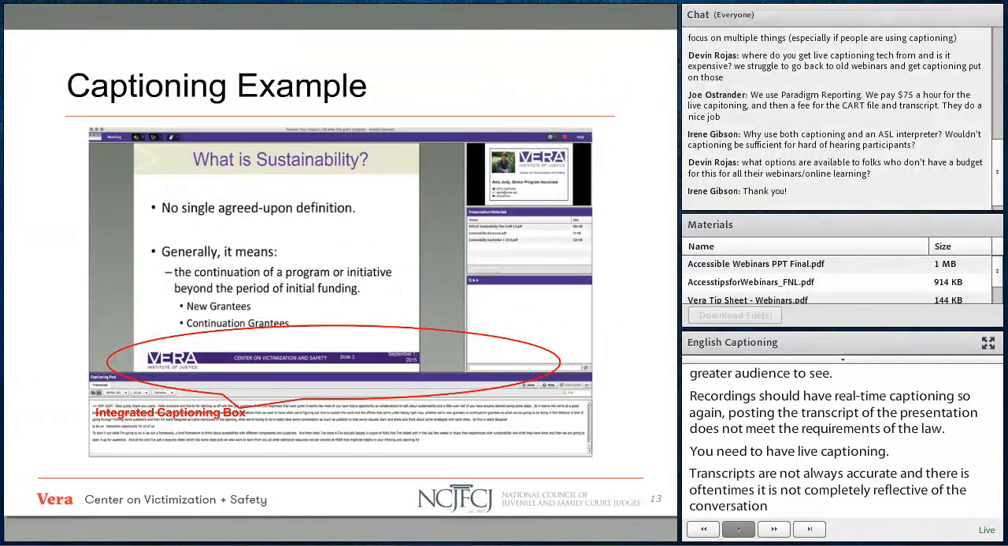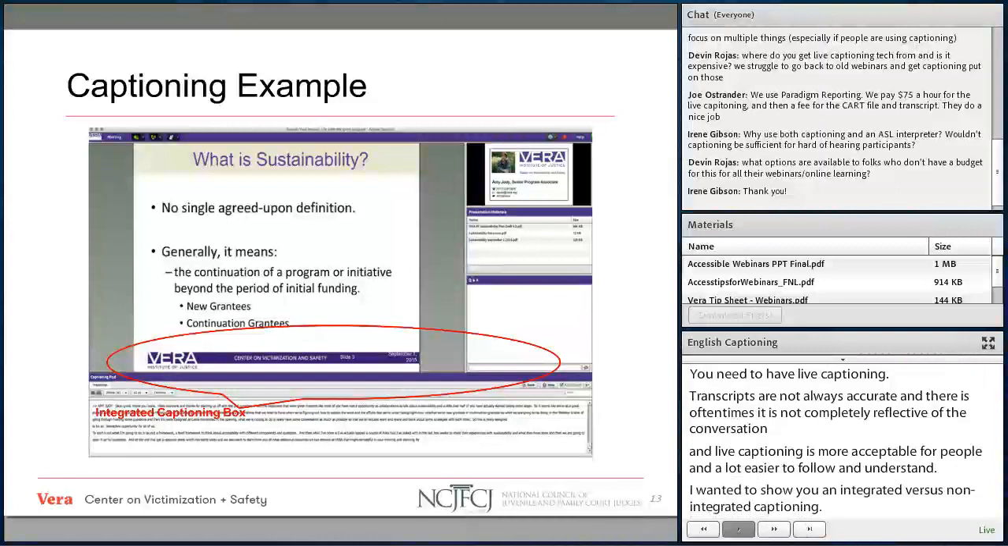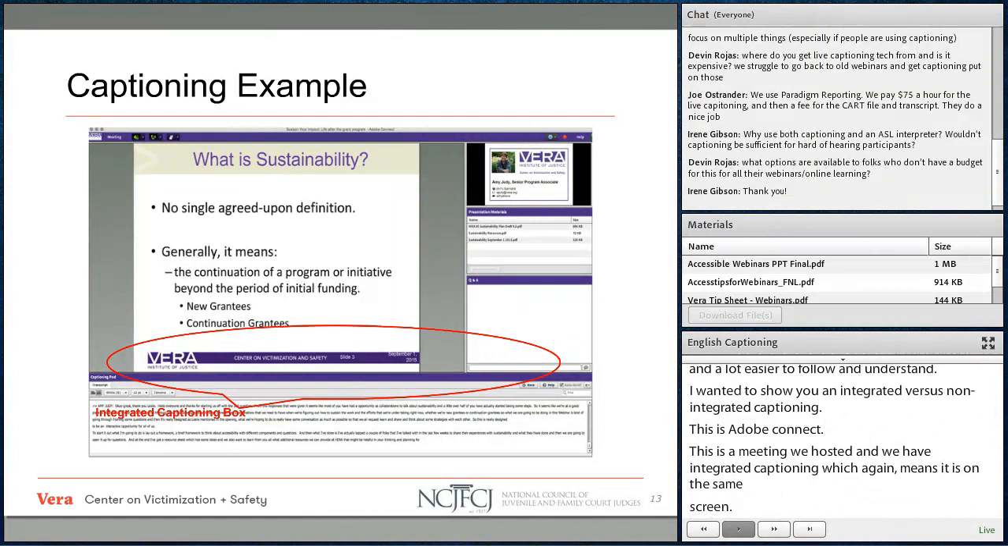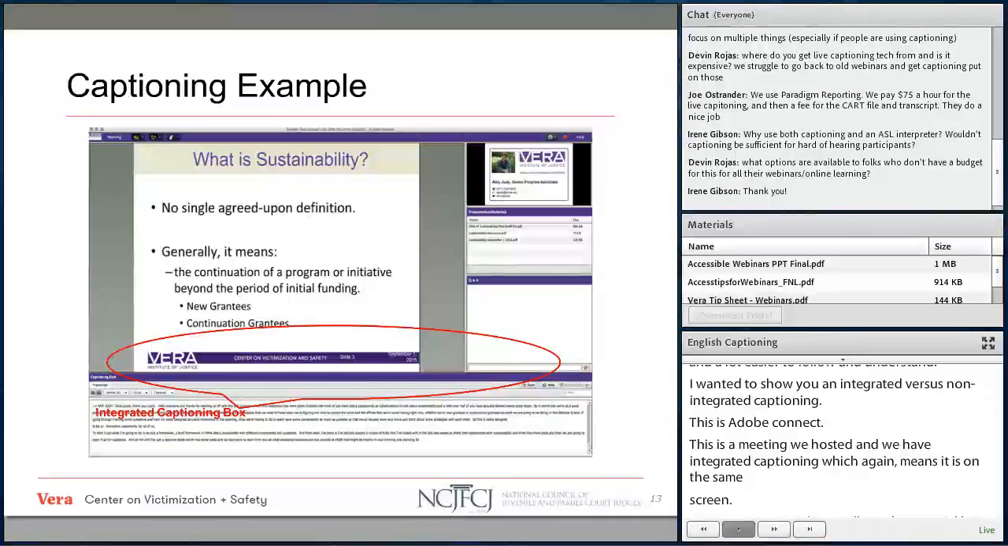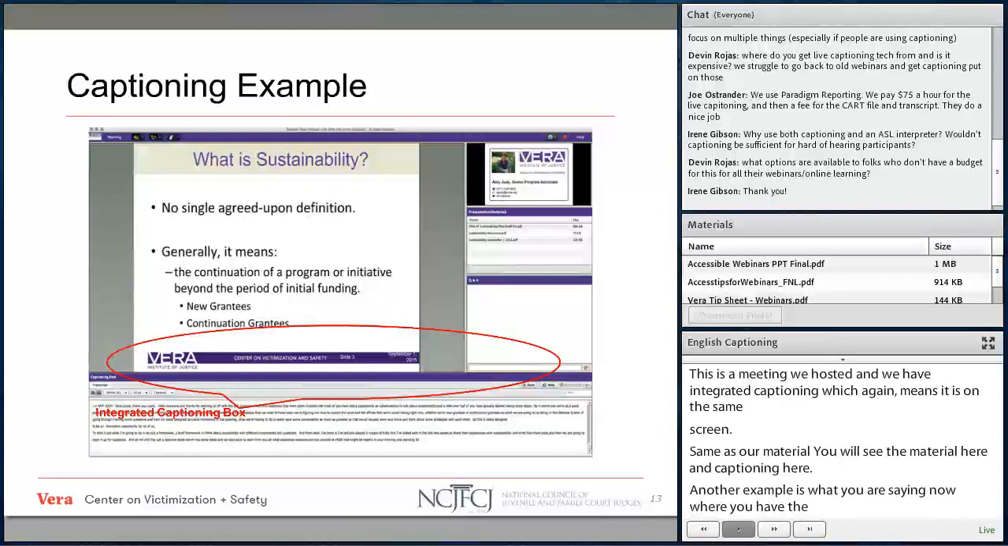So I wanted to show you an integrated versus a non-integrated captioning. This is an Adobe Connect meeting that we hosted, and we have integrated captioning, which again means that it's on the same screen as our materials. You'll see our materials are up here and our captioning box is down here. Another example is what you're seeing right now, where you have the PowerPoint on the left, and then you have the live captioning on the right on the bottom of the screen. That is integrated captioning. One screen, a person can look at the one screen and get all the information that they need.